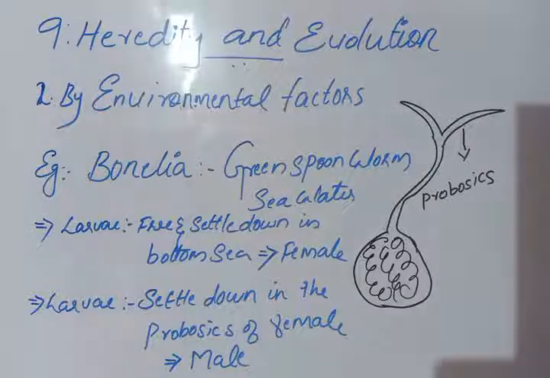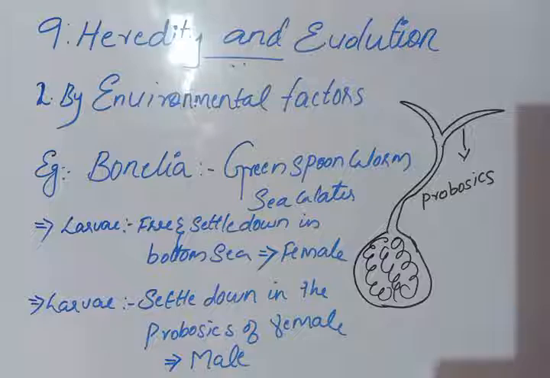Suppose the larvae of Bonellia are free in the sea water and settle down on the bottom of the sea. It will become female Bonellia, and suppose the larvae settle down in the proboscis of the female, it will become male Bonellia. So this is about what? Sex determined by environmental factors.